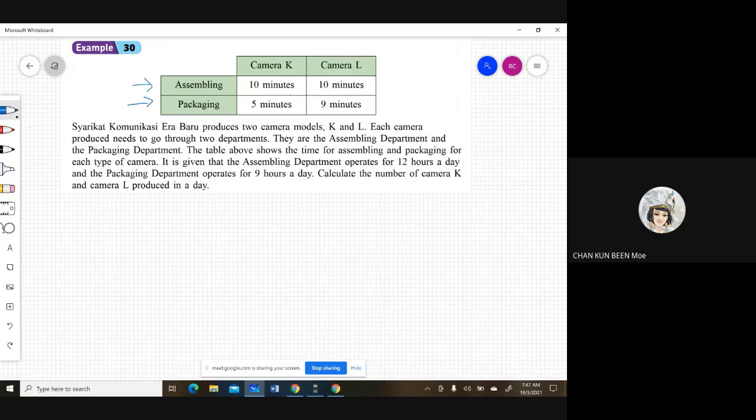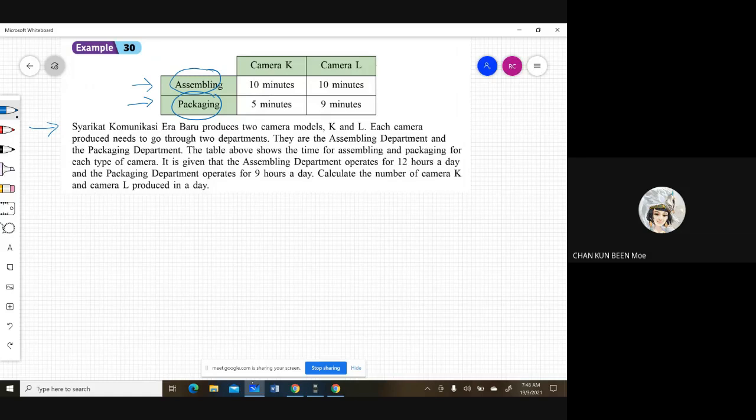Okay, now we look at the question given. Syarikat Komunikasi Era Baru produces two camera models, K and L. Each camera produced needs to go through two departments. There are the assembling department and the packaging department. So this is the one. Okay, this camera has to go through these two departments. The table above shows the time for assembling and packaging for each type of camera.